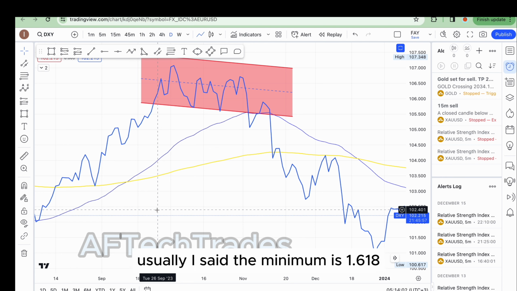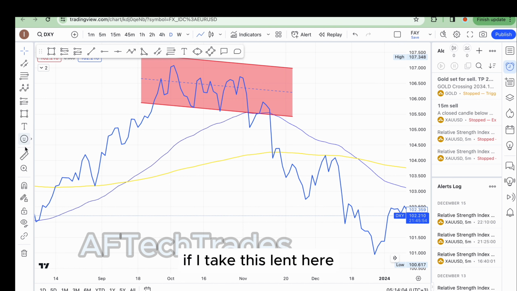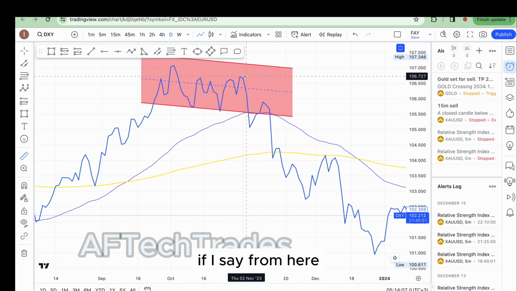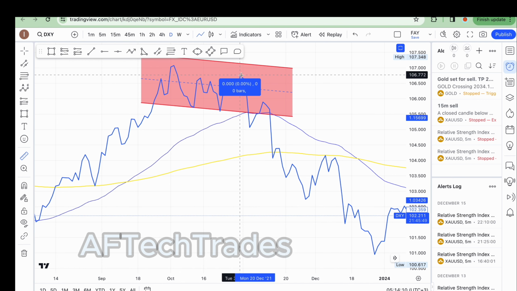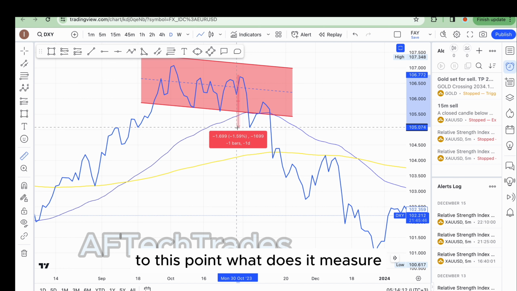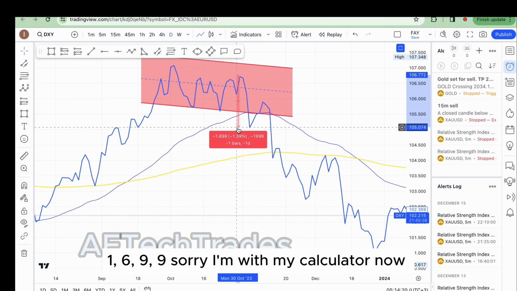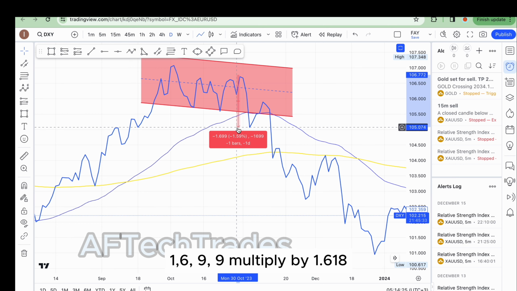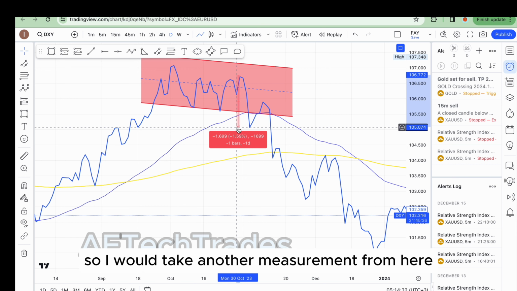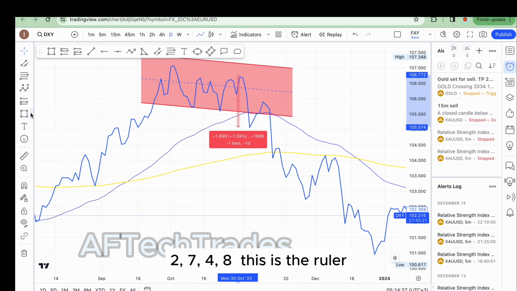Usually I said the minimum is 1.618. If I take this length here, from here to this point, what does it measure? It measures 1699. Sorry, I'm with my calculator now. 1699 multiplied by 1.618, the value is 2748. So I will take another measurement from here this time to look for 2748.